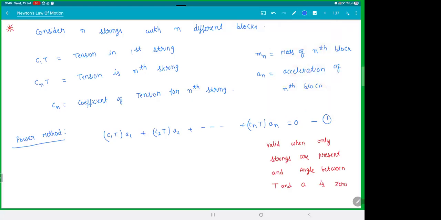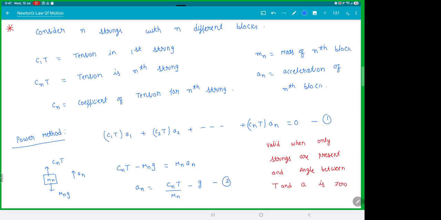Great. Next thing, if you take the block, any block, now the force on this will be Cn T. This is Mn. So this mass will be Mn G and this acceleration will be An. This will be Cn T minus Mn G is equal to Mn An. This is your equation. So from here we get An will be Cn tension by Mn minus G. This is your equation 2.